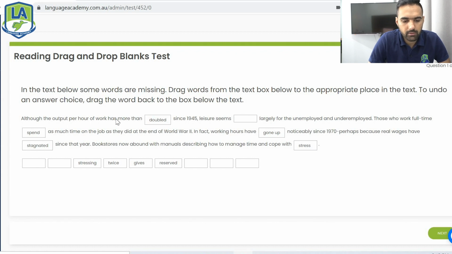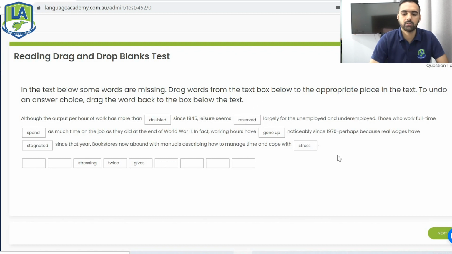Although the output per hour of work has more than doubled, the second part of this sentence seems dash. We are likely to use the word with ED as well. How many words do we have with ED? Reserved. That's it. That's how you solve it.